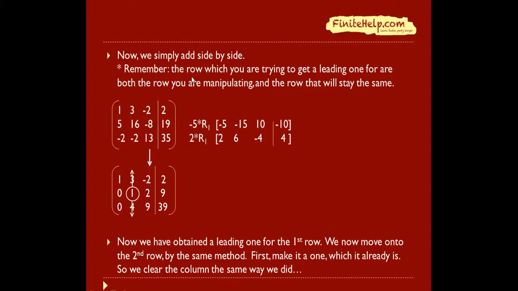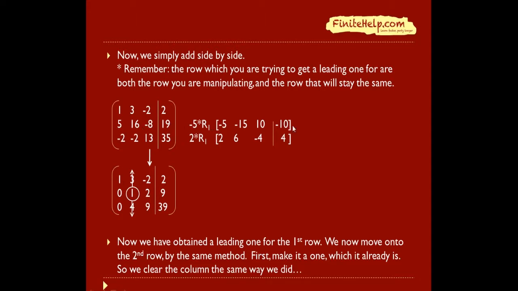Again, we're trying to get a leading 1 for row 1. So that means row 1 is going to be the row that stays the same throughout this particular step, because otherwise the 1 is going to change. We don't want the 1 to change. So that's why row 1 doesn't change in this step. Also, that is the row we're manipulating, because the row that's being manipulated won't change throughout the step. So here row 1 is going to stay the exact same.